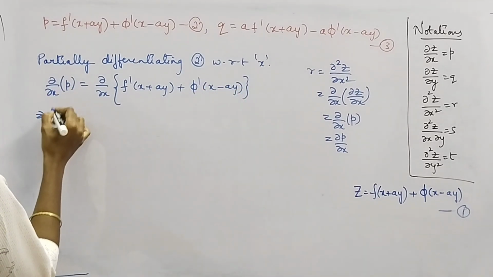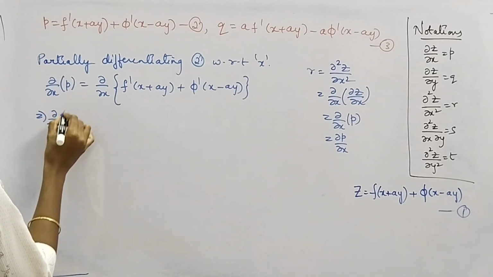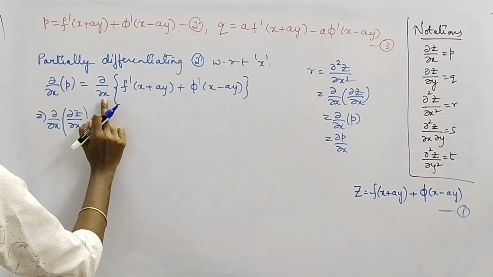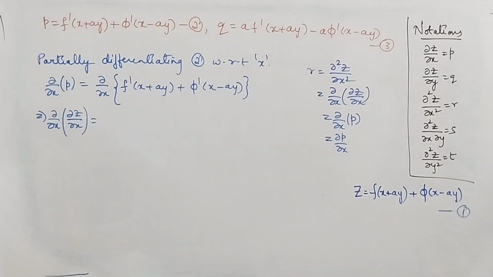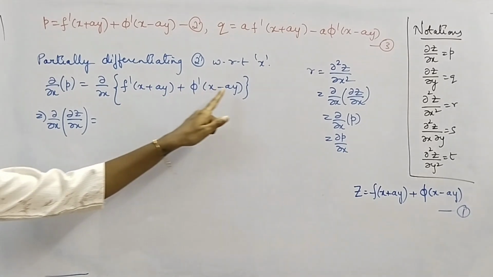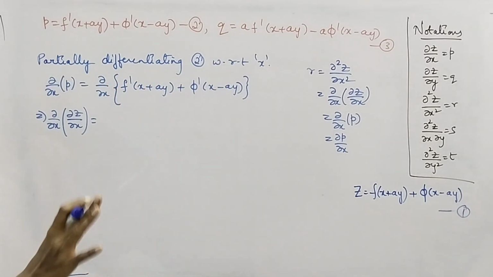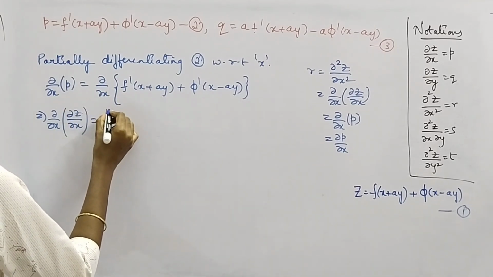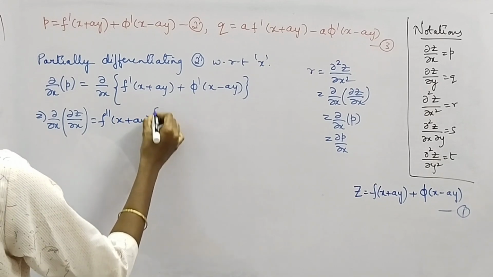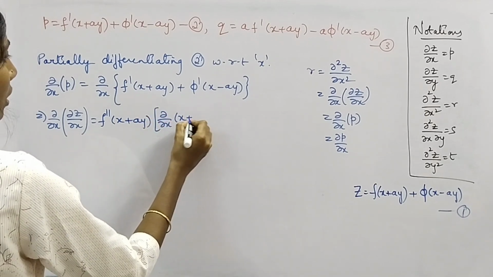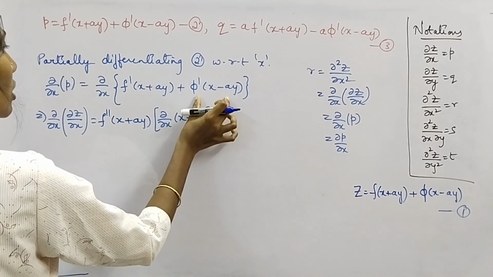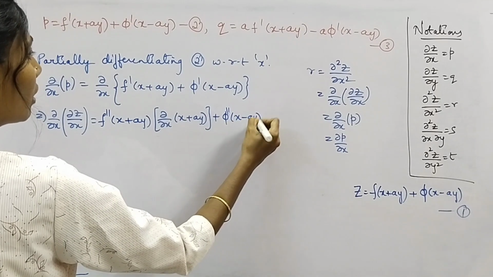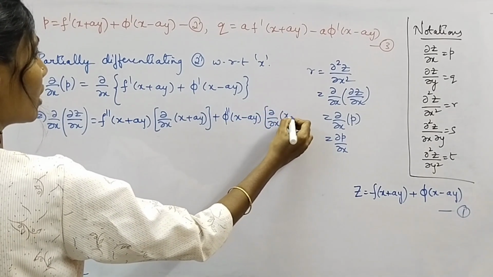If you are really good at partial derivatives, just go directly. This gives us r. You can just directly write r, or you can write this as, just replace p by dou z by dou x equal to, here we are partially differentiating with respect to x, so we'll treat y as constant and also a is constant, so we'll treat ay as constant simply. Okay, so partial derivative of f dash of x plus ay with respect to x is f double dash of x plus ay into inner derivative, that is dou by dou x of x plus ay, plus partial derivative of phi of x minus ay with respect to x is phi double dash of x minus ay into dou by dou x of x minus ay.